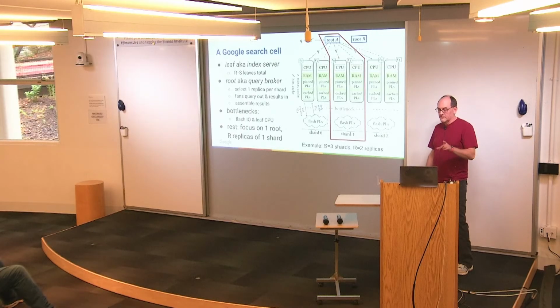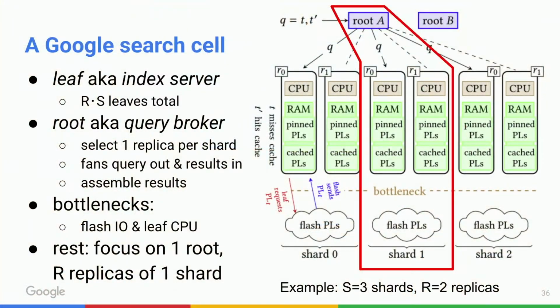Right. So for the rest of this talk, we're going to be focusing on what's happening at a single root, making a choice for a single shard. And then, of course, this is happening in parallel for all shards, and other roots are doing their own thing. Okay?